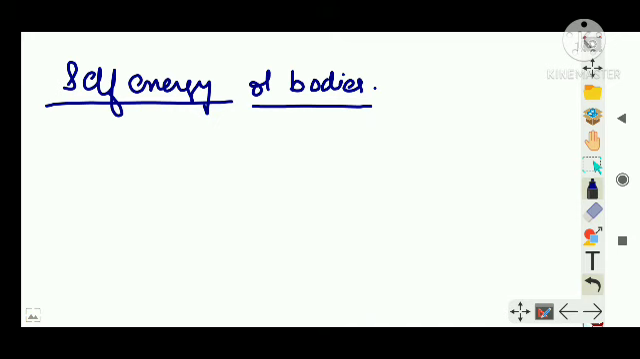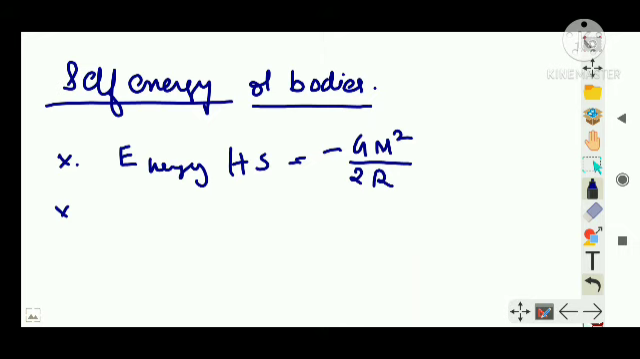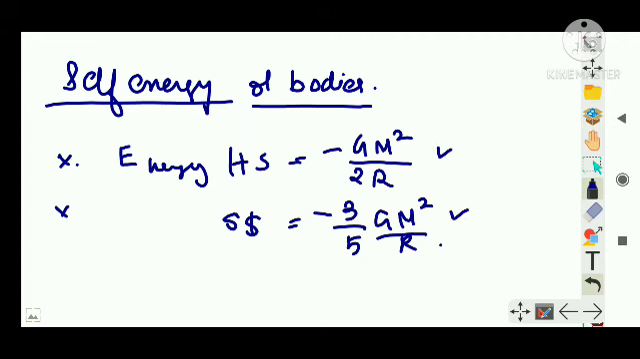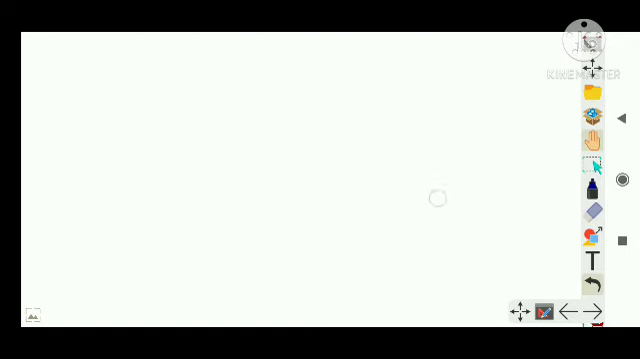So self energy is always an interactive energy. There are just two equations you have to know, that is self energy in the case of a hollow sphere and a solid sphere. The self energy of a hollow sphere is equal to minus GM squared by 2R. And the self energy of a solid sphere is equal to minus 3 by 5 GM squared by R. Right, these two expressions, please learn by heart. Clear?